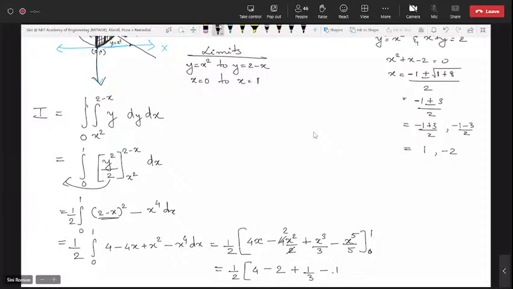ये डाल दिया हमने अपर लिमिट. और जब हम लोअर लिमिट डालेंगे 0, 4 into 0, 0, ये भी 0, 0, 0. So this is what we are going to have. Now we just have to simplify this.